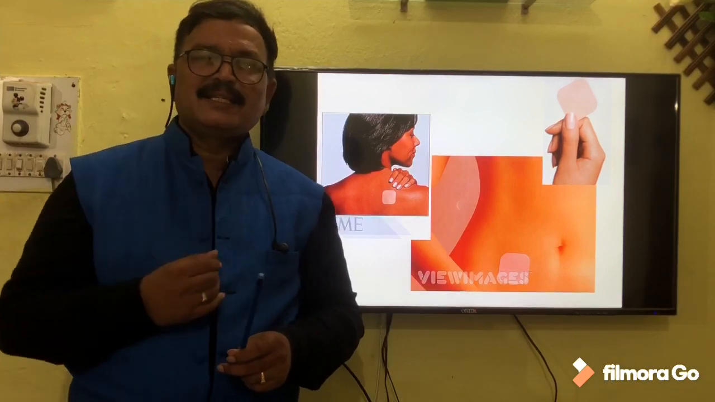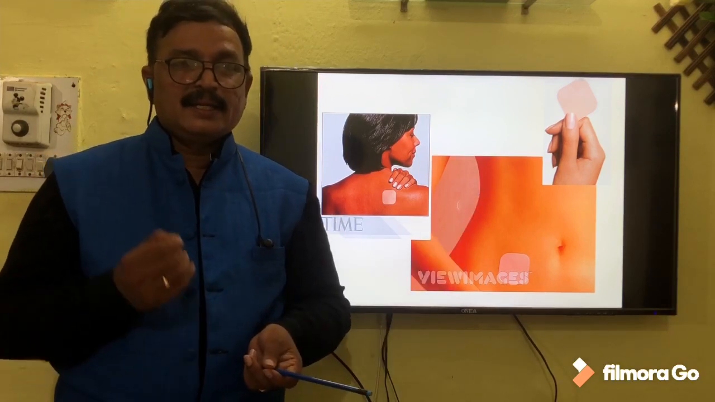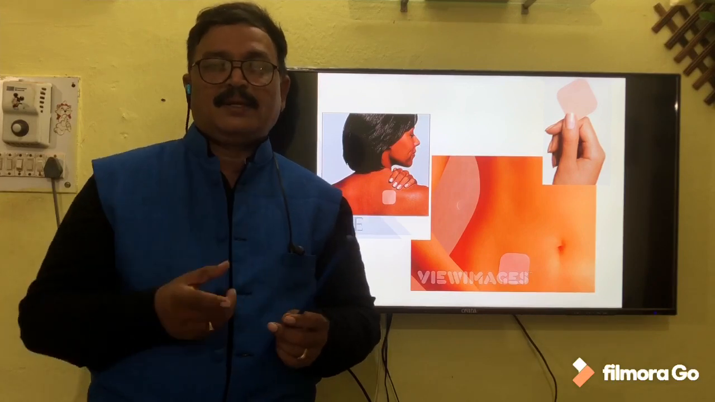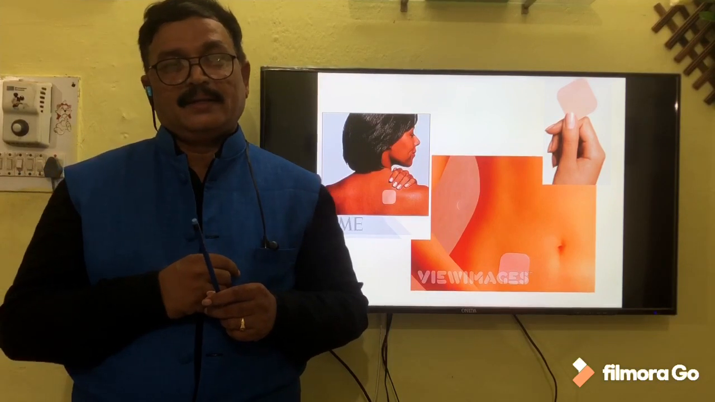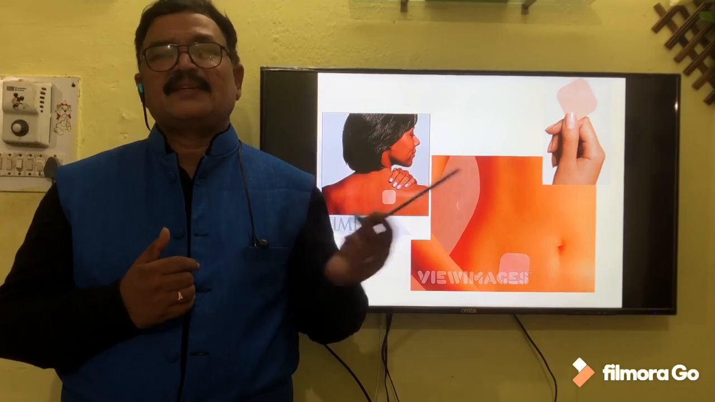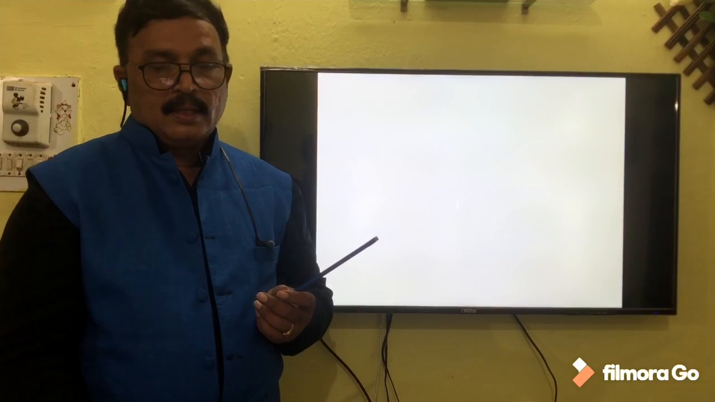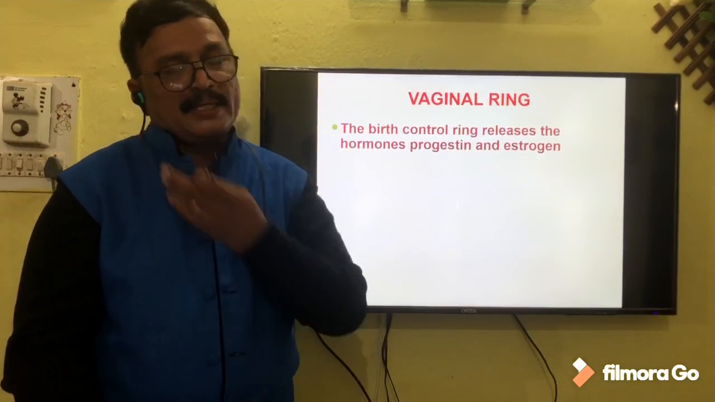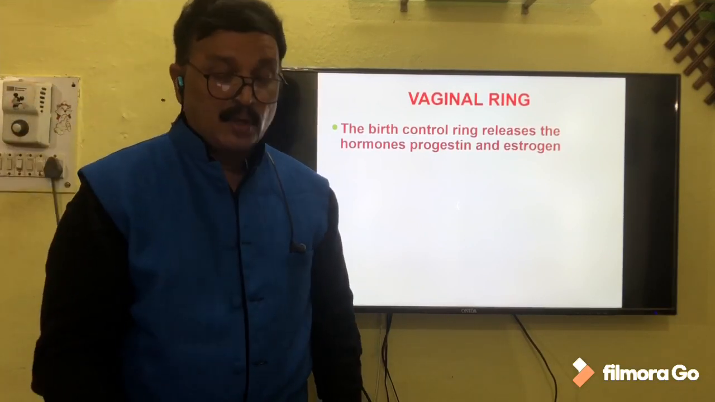How does this patch prevent pregnancy? See, this patch releases the hormones progesterone and estrogen in small doses, which will interfere with the ovulation process. Okay, and it prevents pregnancy. So it is very safe to use. This is a birth control patch, and we have one more such arrangement, which should be inserted inside the vagina. We call it a vaginal ring. Okay, I will show you how to arrange that one.